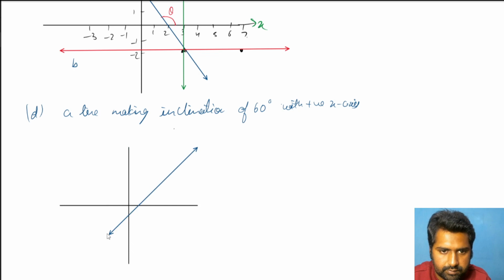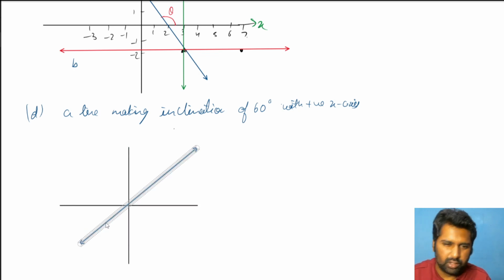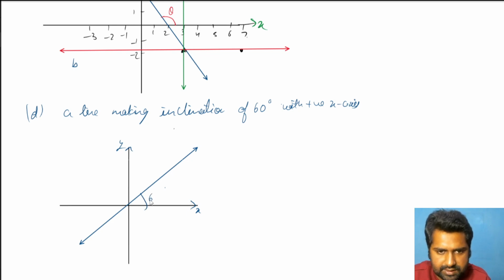So a line can be like this, although it doesn't matter whether it is passing through origin or not, but for simplicity I have drawn like this because the question is not saying anything. So I'm making angle with positive x-axis here. This is 60 degree. This is our actual theta. So we can directly say m is tan theta or tan 60, that's √3.